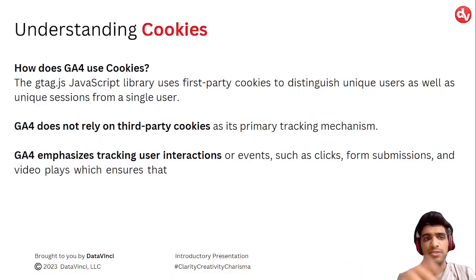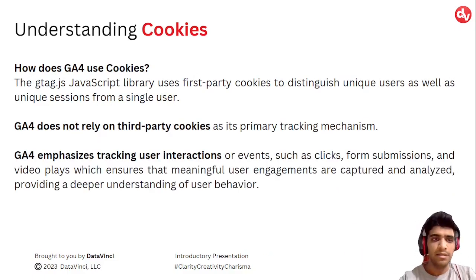So how exactly does GA4 use cookies? The GTAG library of GA4 uses first-party cookies to distinguish the unique users and also the unique sessions from a single user. So it does not rely on third-party cookies as its primary tracking mechanism. Rather, it focuses on tracking user interactions such as their clicks, their form submissions, the number of video plays. Any meaningful user engagements are captured and analyzed for a better understanding of the user behavior.